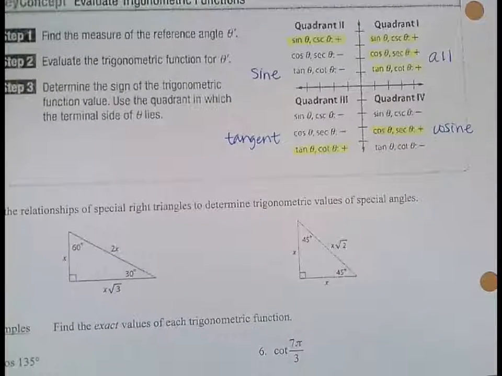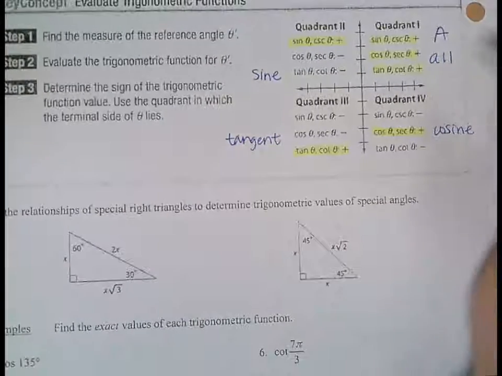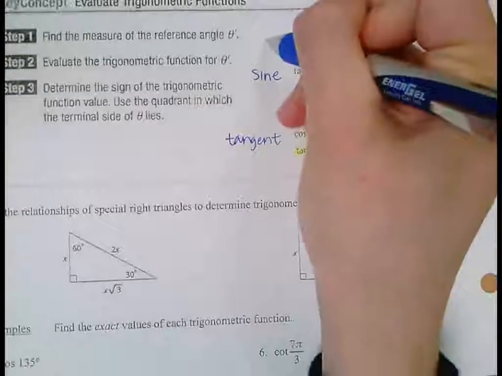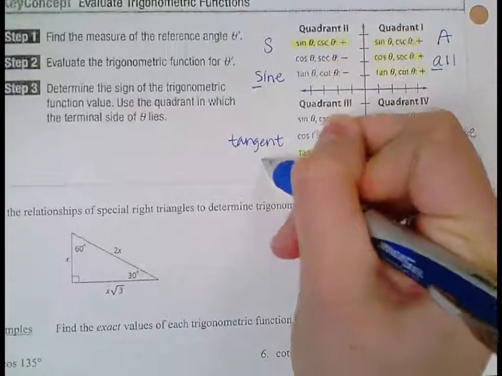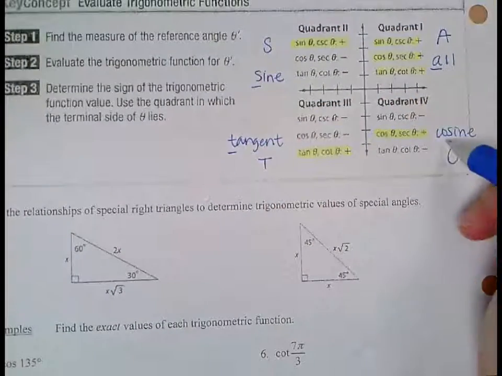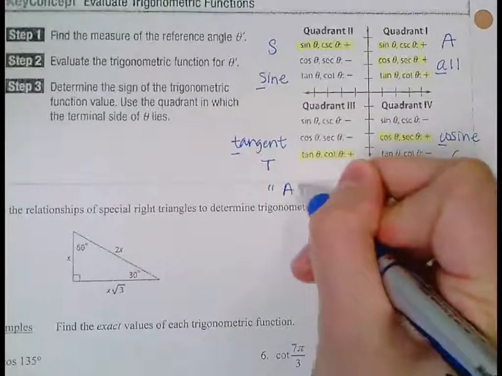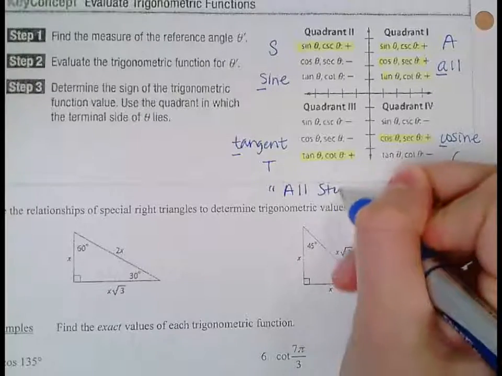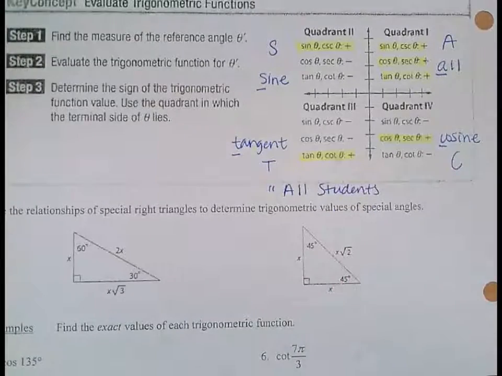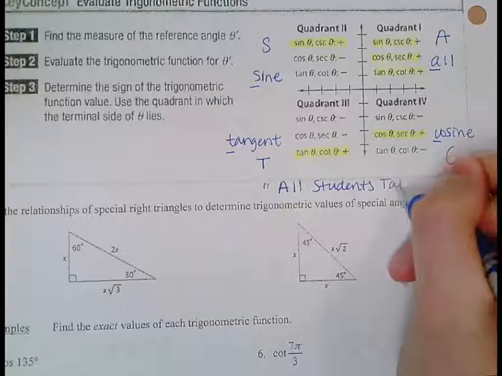So a way to remember which quadrant, which trig functions are positive, and if you go on to take trig pre-calc next year, you'll hear Mrs. Fulba say this as well. I'm going to put A here for all, S for sine, T for tangent, C for cosine. And she has a saying, or a mnemonic device, if you will: all students take calculus.